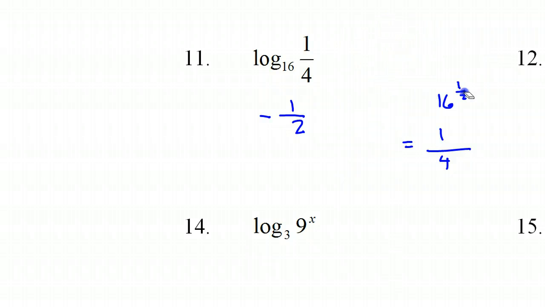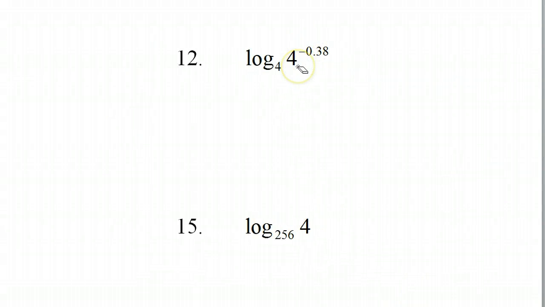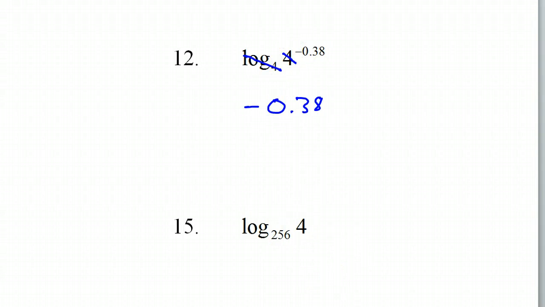Okay, number 12. Listen, here's the shortcut for a problem like number 12. Notice that both of these are bases: log base 4, and then 4 to a power, that's another base. When you have a log base and an exponential base, they are inverses. They undo each other. So I'm just going to have -0.38. These cancel each other out. They are inverse operations. So that's it for that. Watch out for the base and base being the same.